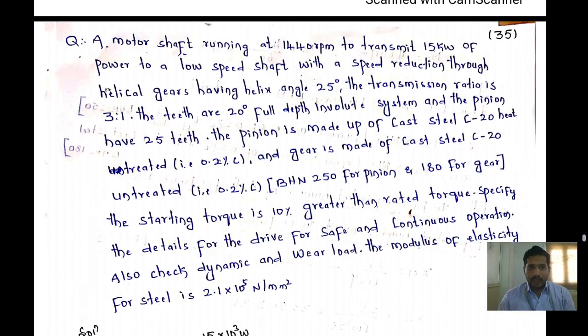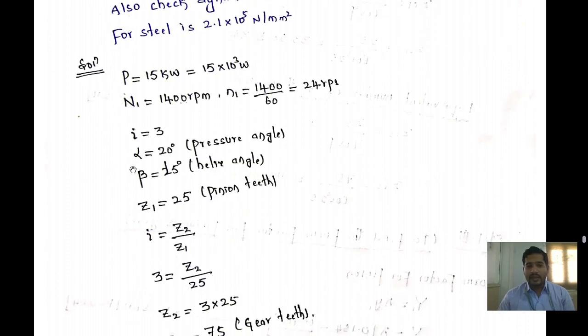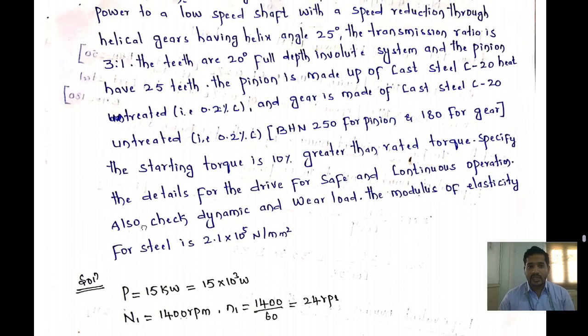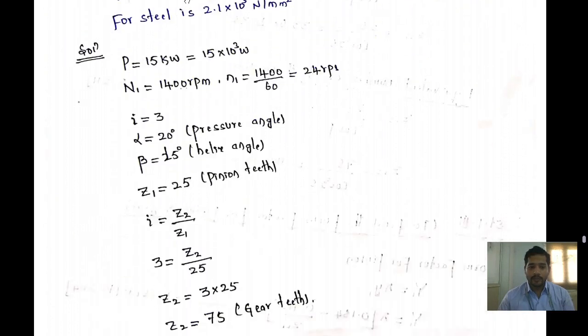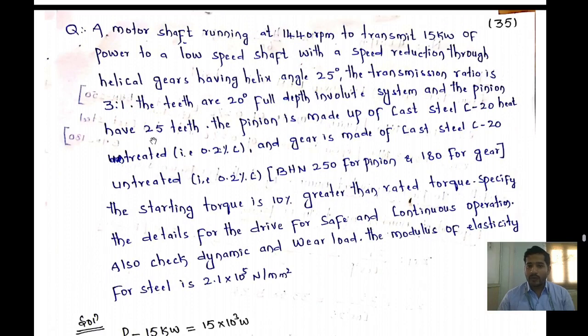Power to the low speed shaft with a speed reduction through helical gear having helix angle. The helix angle beta is given as 25 degrees and the pressure angle is given as 20 degrees. Clear? And the number of teeth on the pinion is given as 25.